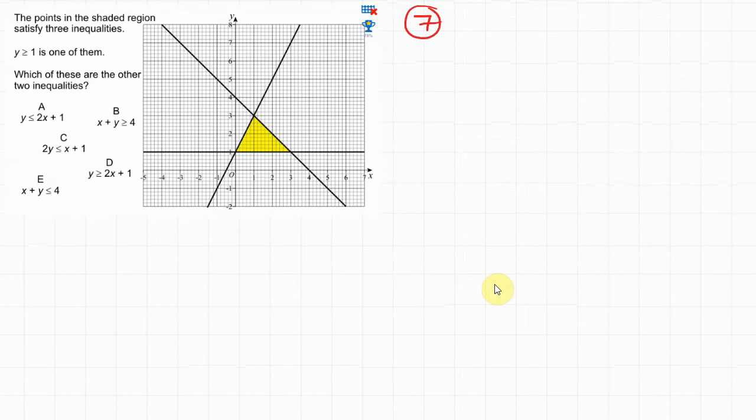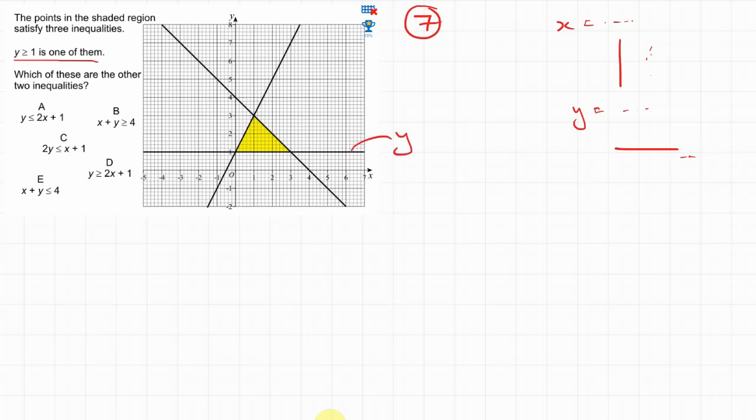We need to say what these lines are. So we've done this ourselves. This is just a question where they've done it and they're asking us to pick out of these some multiple choice. Y is greater than or equal to 1 is one of them. So let's first of all say which one this is. Remember, x equals graphs look like a vertical line. And y equals graphs are a horizontal line, because the y value is always the same in these ones, and the x value is always the same in these ones up here.